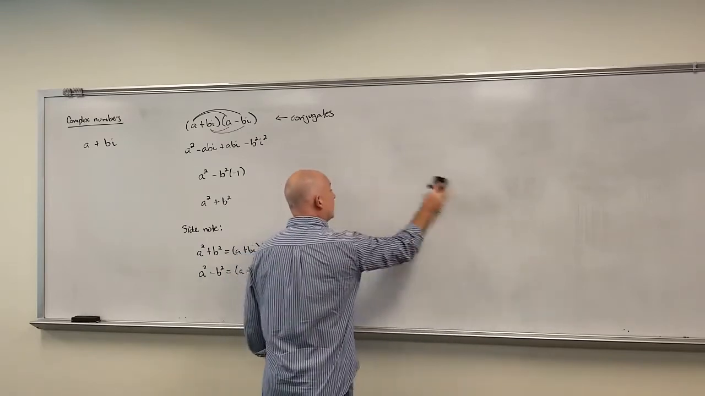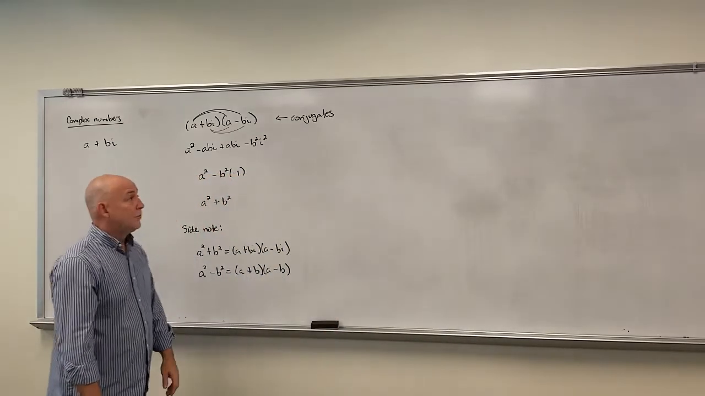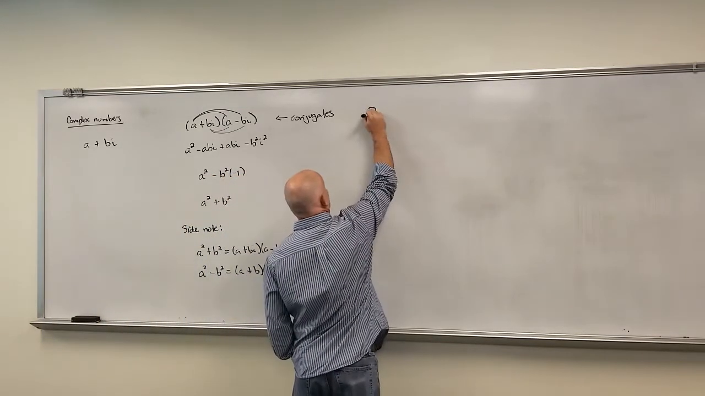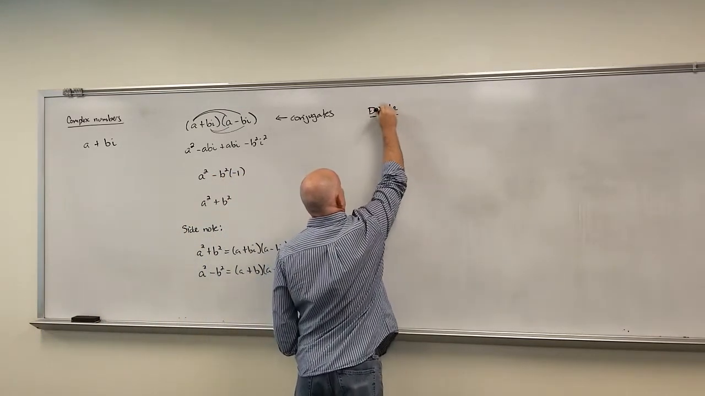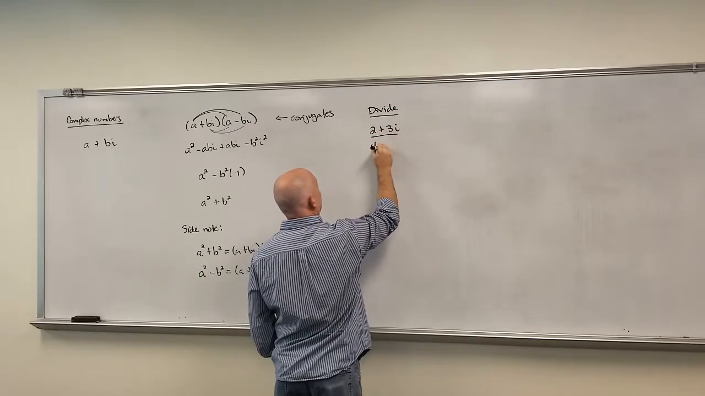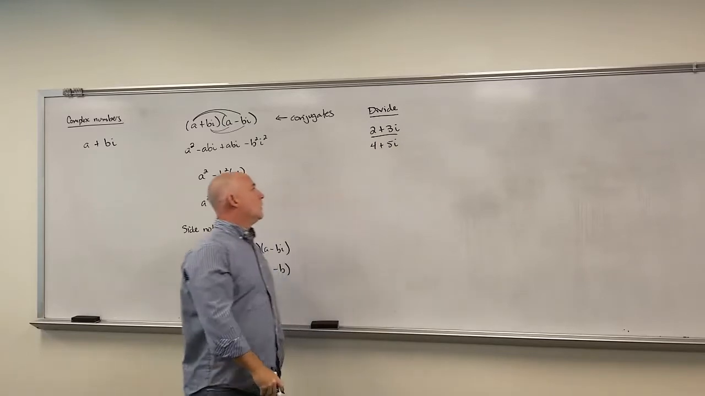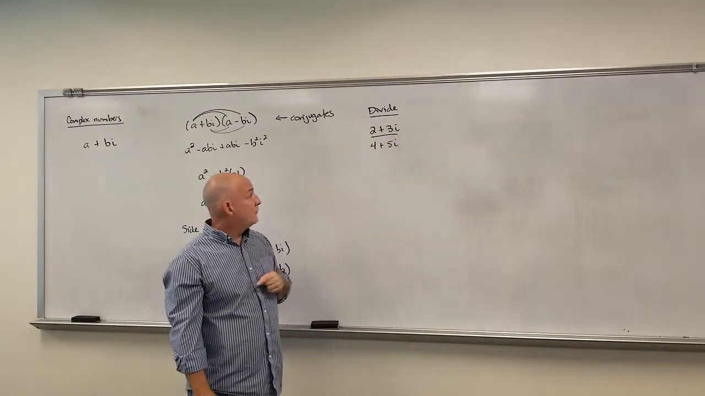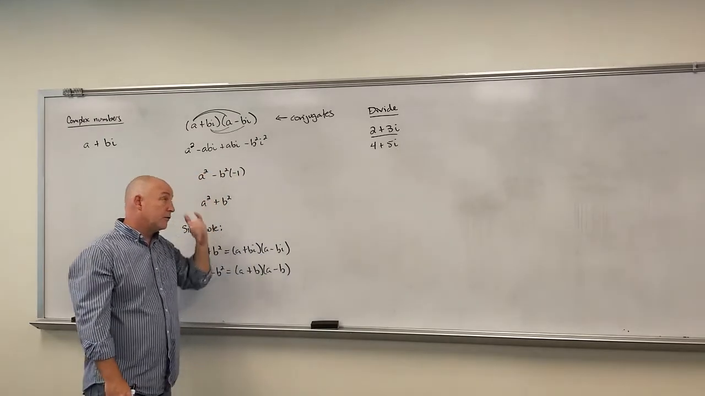All right, so we've learned how to add, subtract, and multiply complex numbers. So of course, the last thing we have to do is divide. There's both good news and bad news here. Let's go 2 plus 3i, 4 plus 5i. Okay, this is 2 plus 3i divided by 4 plus 5i, so we're dividing complex numbers.